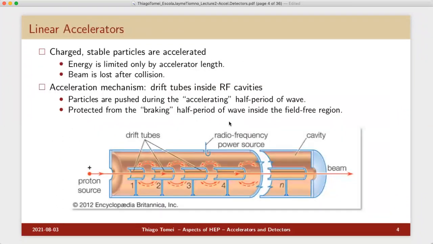Now, with this in mind, in slide number 4, how do I accelerate particles? It's obvious, right? I mean, if they are charged, you might as well simply put a large difference of potential in there and just let the particles be accelerated by the electric field. That does work, but it has a limit.